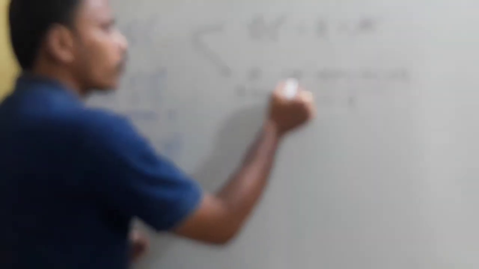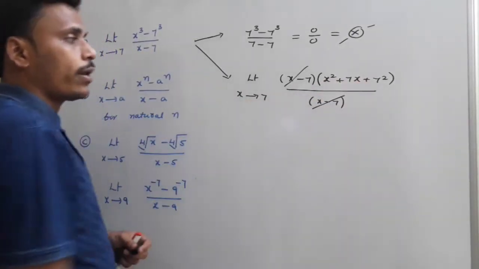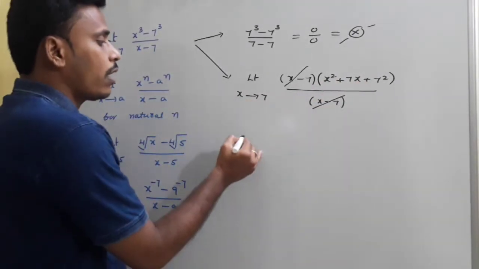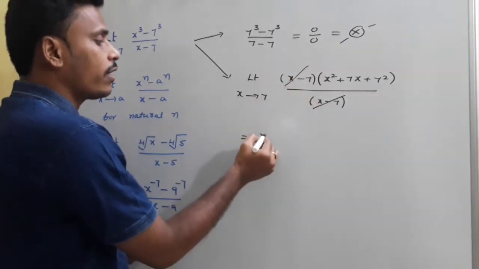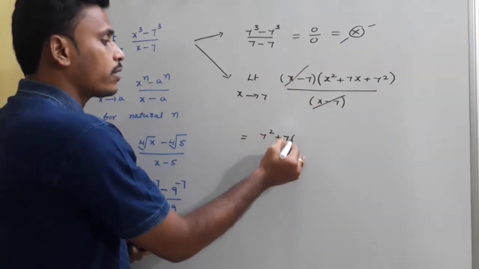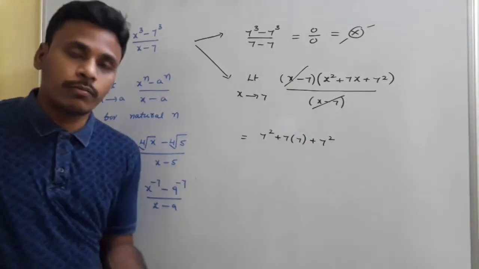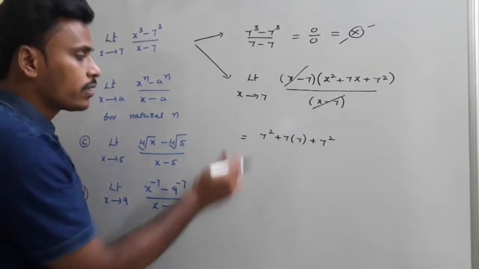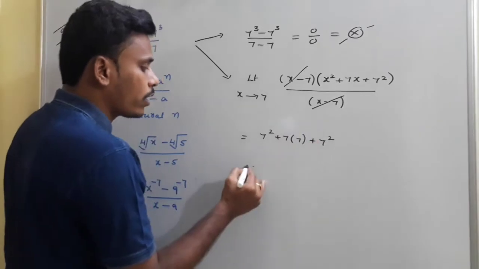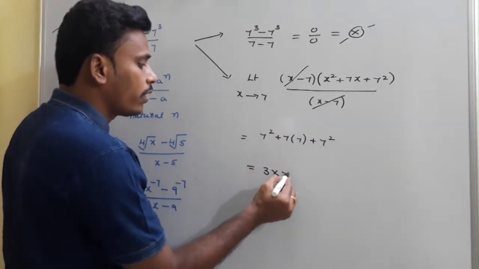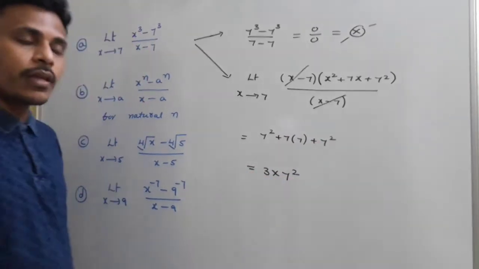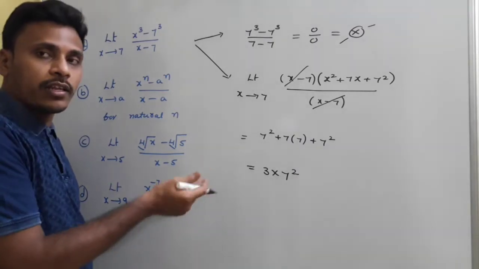And now if you cancel out this x minus 7, limit x tends to 7, this x square plus 7x plus 7 square. Now if you replace x with 7, 7 square plus 7 into 7 plus 7 square. Now nothing is wrong because it is a determinate value. 7 square, 7 square, 7 square. Totally how many 7 squares are there? Three 7 squares. And you can calculate its value, 49 threes.